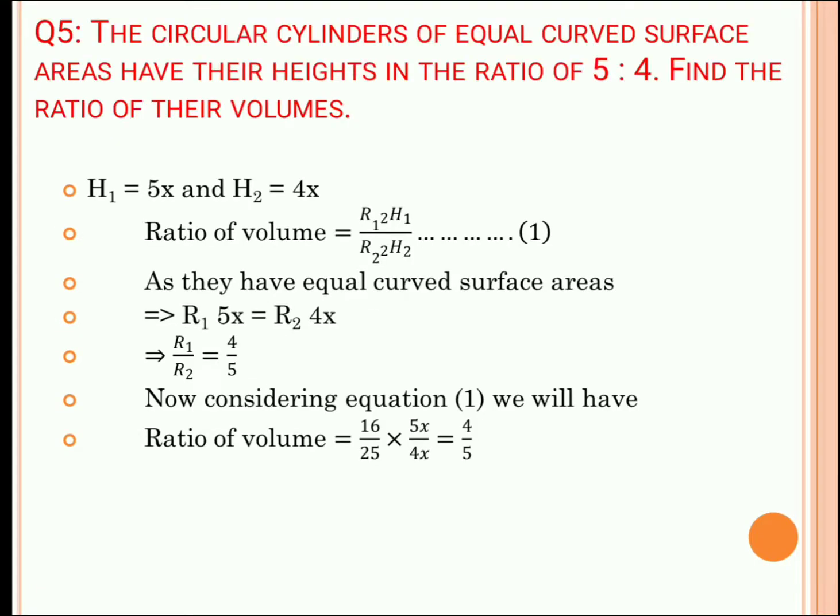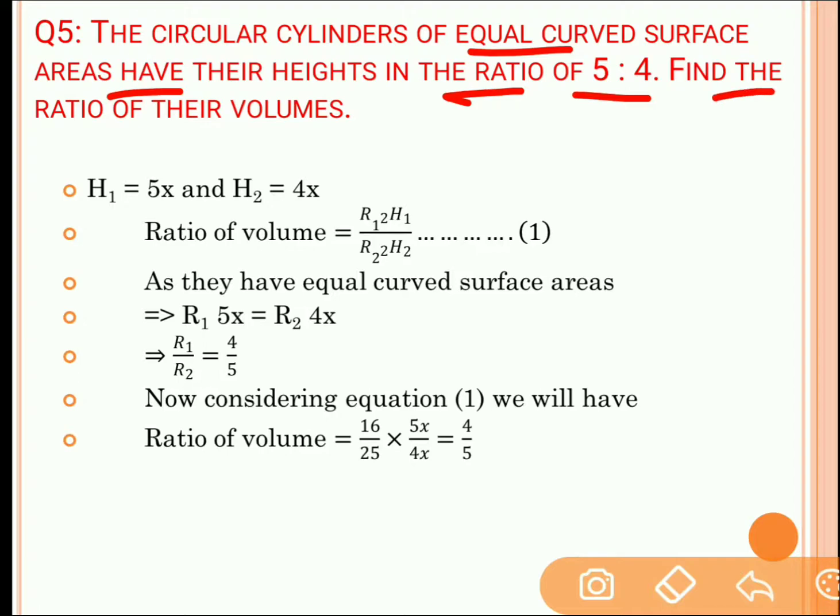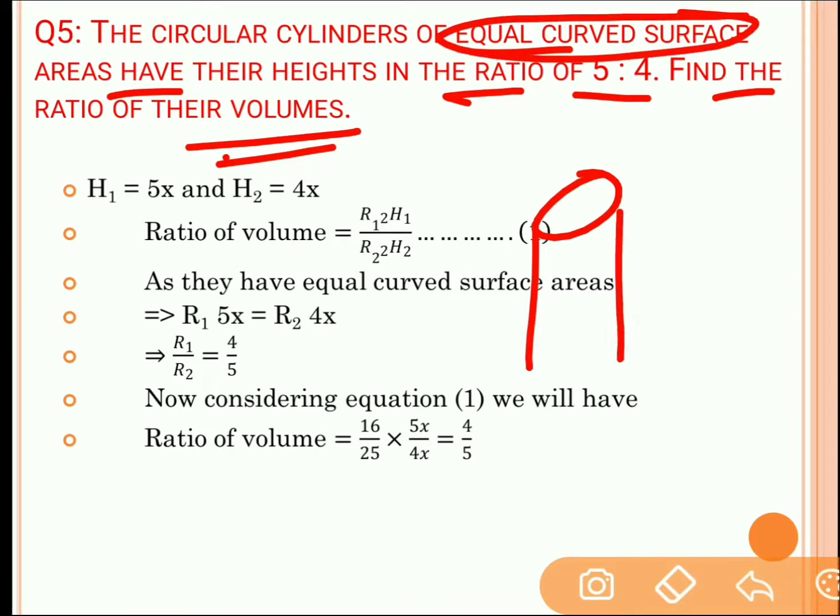Next problem, question number 5. The circular cylinders of equal curved surface area have their heights in the ratio 5:4. Find the ratio of their volume. Now we have two circular cylinders of equal curved surface area.